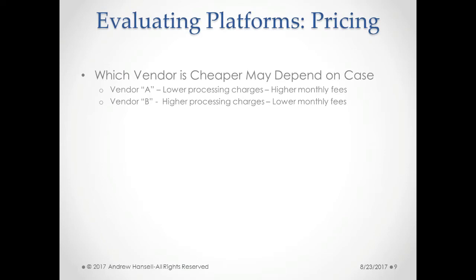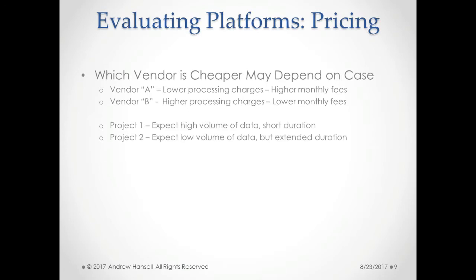And then you apply those two vendors to two different projects. For example, project 1, where you expect there to be a high volume of data but a short duration. Things that come to mind here are maybe an FTC second request or things like that, where you're going to be processing large amounts of data, but you only expect the matter to last a few months before it's potentially concluded. And secondly, let's look at a hypothetical project 2, where you expect a low amount of data, but you expect an extended duration. It could be a long product liability suit or something like that, where you're not expecting as much data, but you're going to need to potentially access this data over a period of months or years.